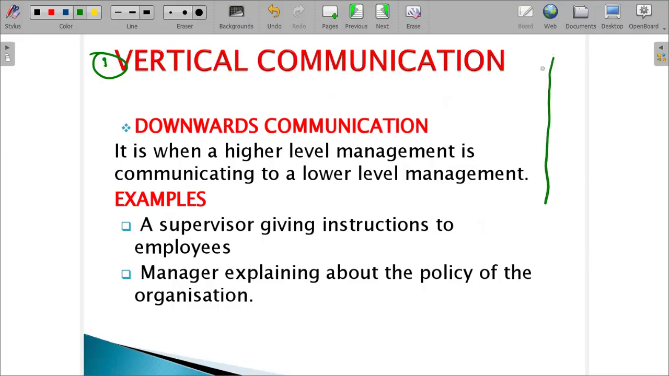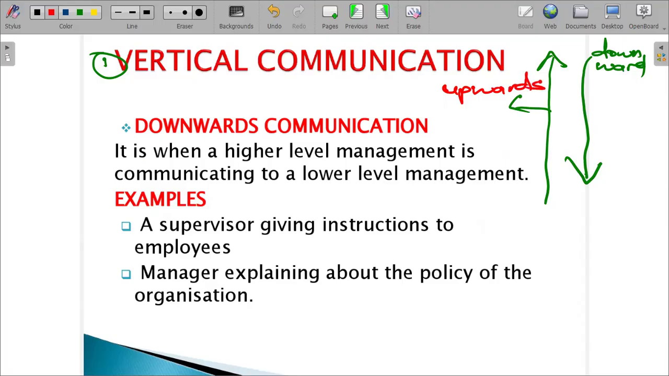It is up and down. That's what you call a vertical line. So we have downwards communication and upwards communication. This is a downward arrow, and this one is an upward arrow that represents upwards communication. So we have two forms of vertical communication. I'm going to start by discussing downwards communication.